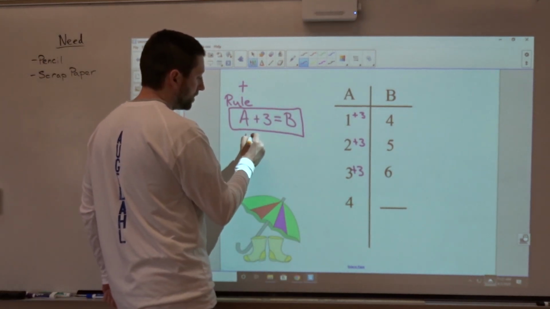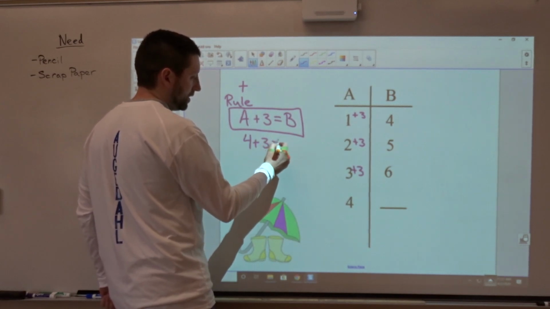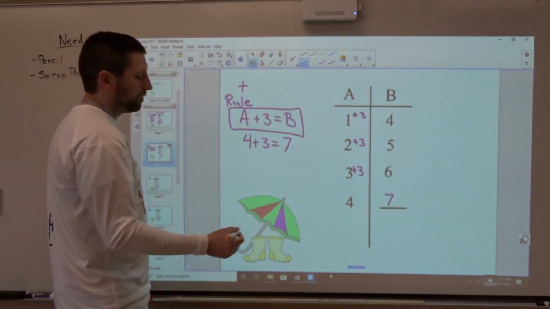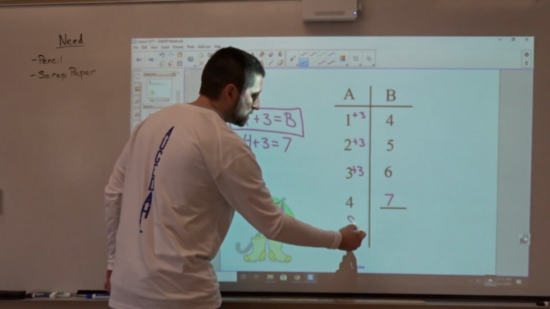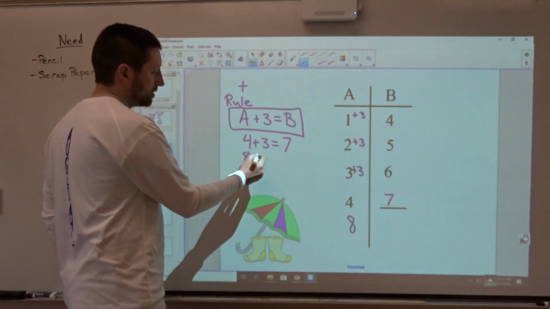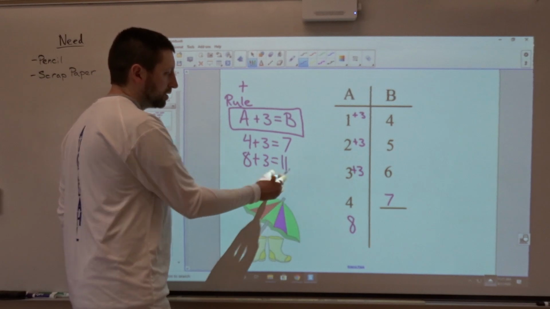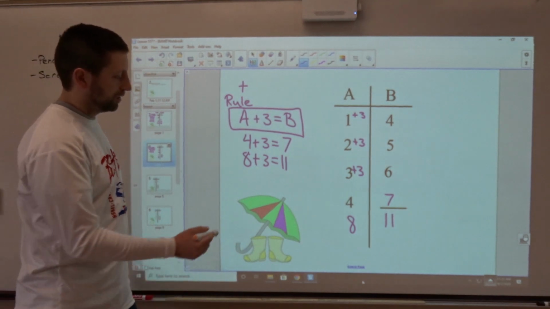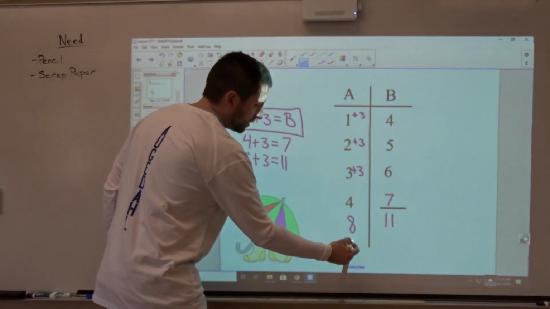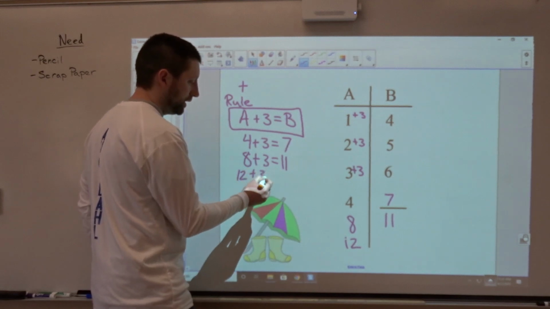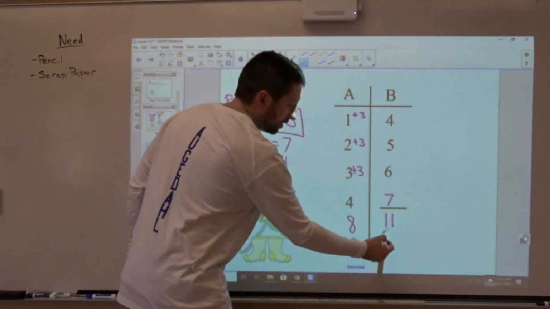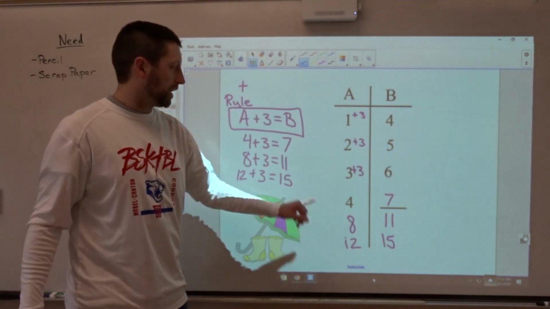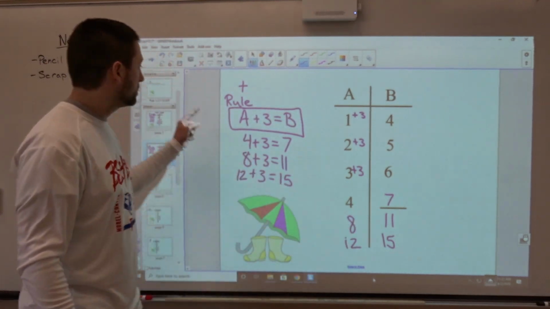So if 4 is A, well, I can do 4 plus 3, and that would be 7. What if I did, let's say, 8? Let's put an 8 there. Well, 8 plus 3 equals 11. Let's try a 12 in A, and 12 plus 3, that would be 15. Okay, so I can put any number I want in A once I know the rule, and I can figure out what B is.